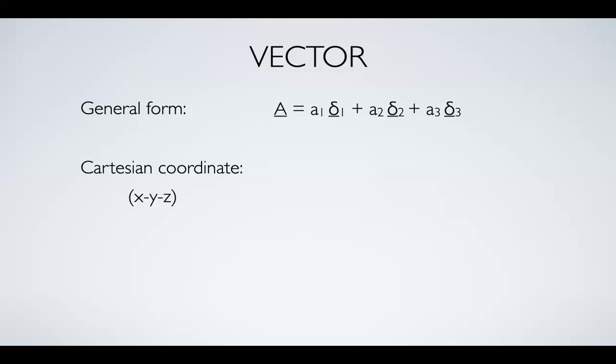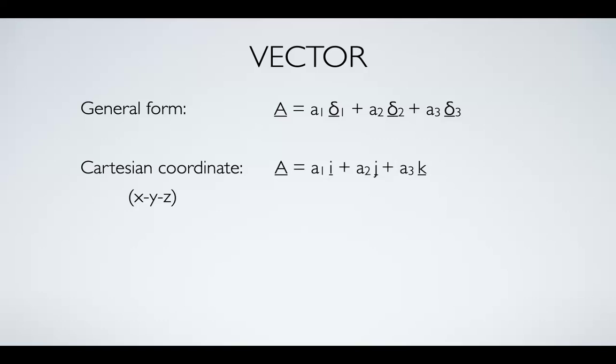So if it's a Cartesian coordinate, you can use XYZ or IJK. It's all the same, doesn't matter. So it's going to be A1I plus A2J plus A3K. But if it's a cylindrical coordinate, it's going to be A1R plus A2 theta plus A3 Z. Same thing with the spherical, R, theta, and phi. So it depends on the coordinate system that you're going to use.